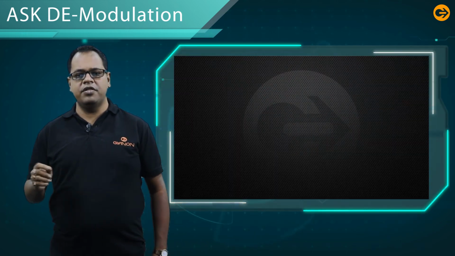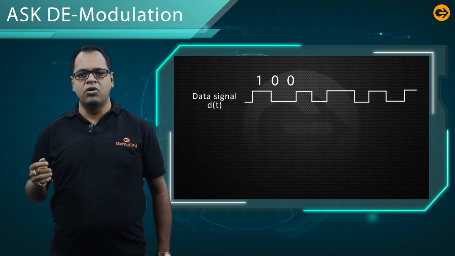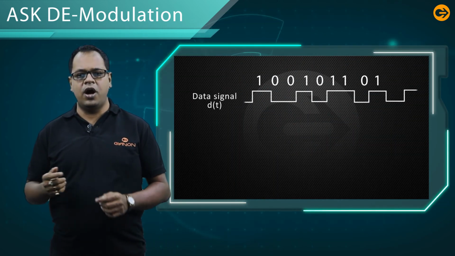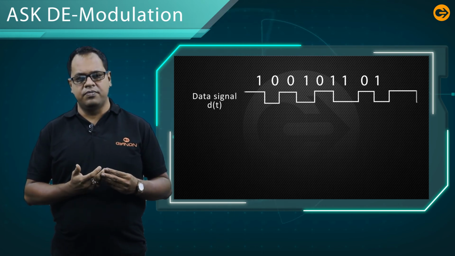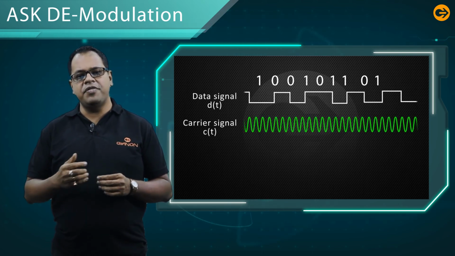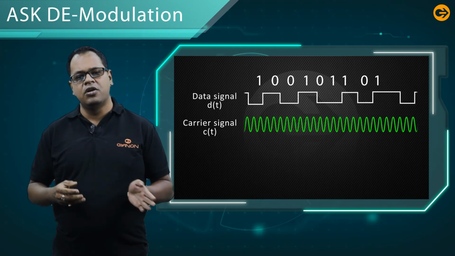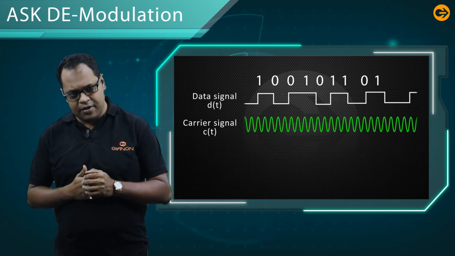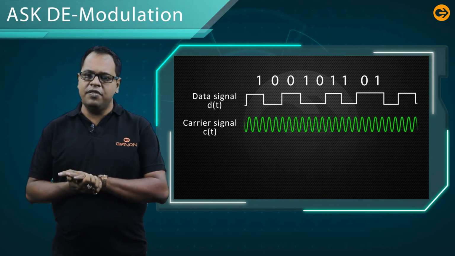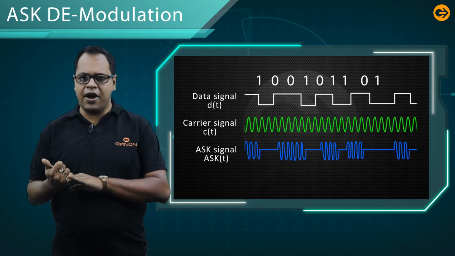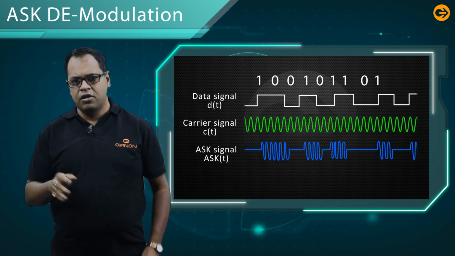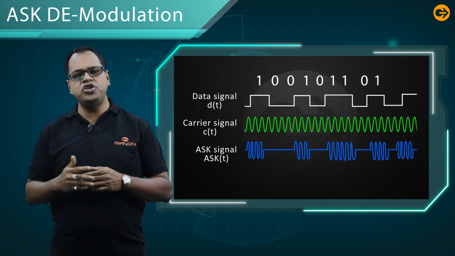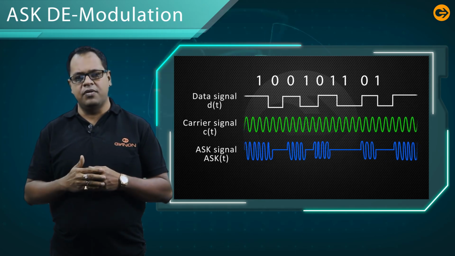In case of the ASK modulation, the digital data sequence 100101101 as shown is the baseband or modulating signal. The carrier is basically one high frequency signal, which we have discussed earlier. The carrier amplitude is varied according to the amplitude of this message signal. So it is known as amplitude shift keying or ASK.